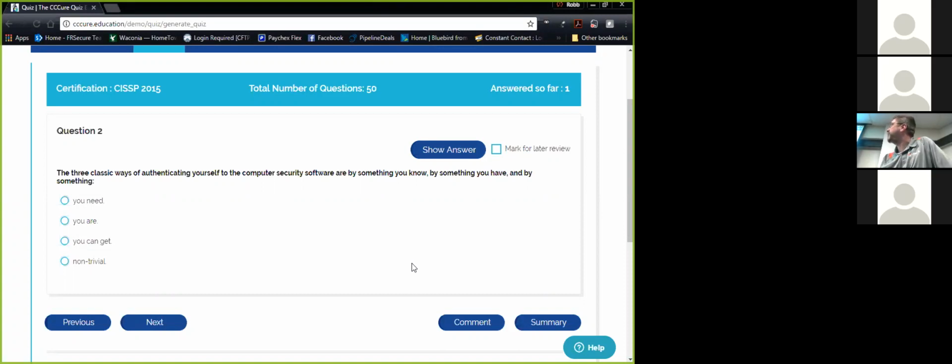All right, so the 3 classic ways of authenticating yourself to computer security software are something you know, something you have, and something you are.